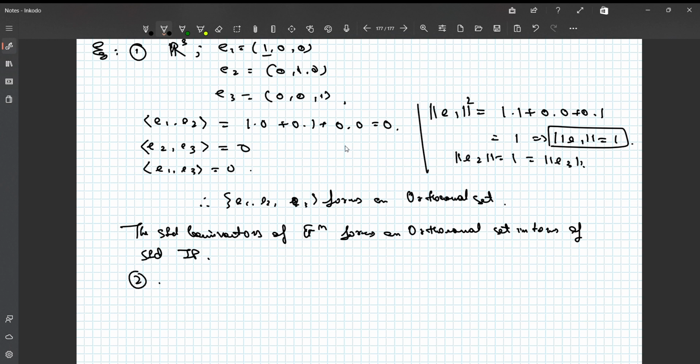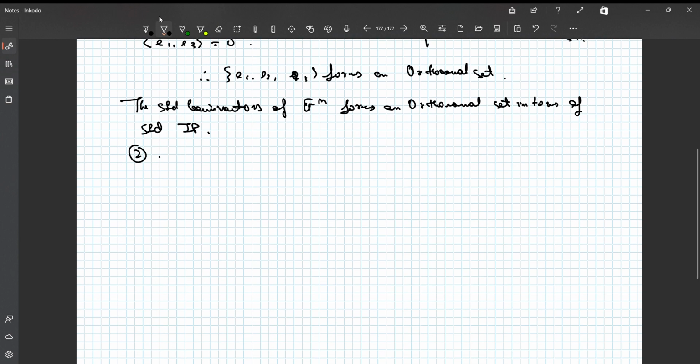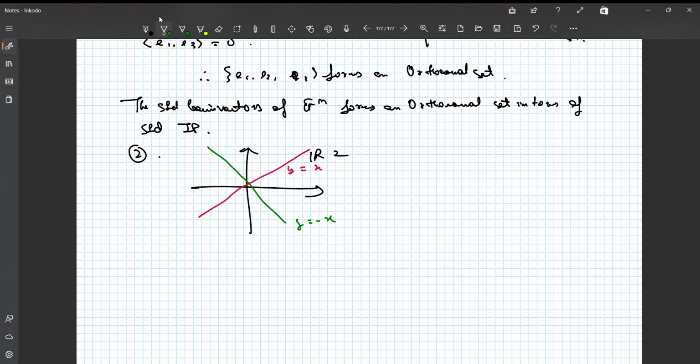Okay, let us talk about number 2. Let me just write it from a geometrical point of view. Suppose you consider R2, and you consider the line y equals x and the line y equals minus x. Then observe that these are orthogonal to each other, right? So definitely their inner product should come out to be 0, right? But is it so? Let's check it out. Any point on y equals x is just the pair (x, y), and the corresponding element on y equals minus x should be in the form (minus y, x), right?